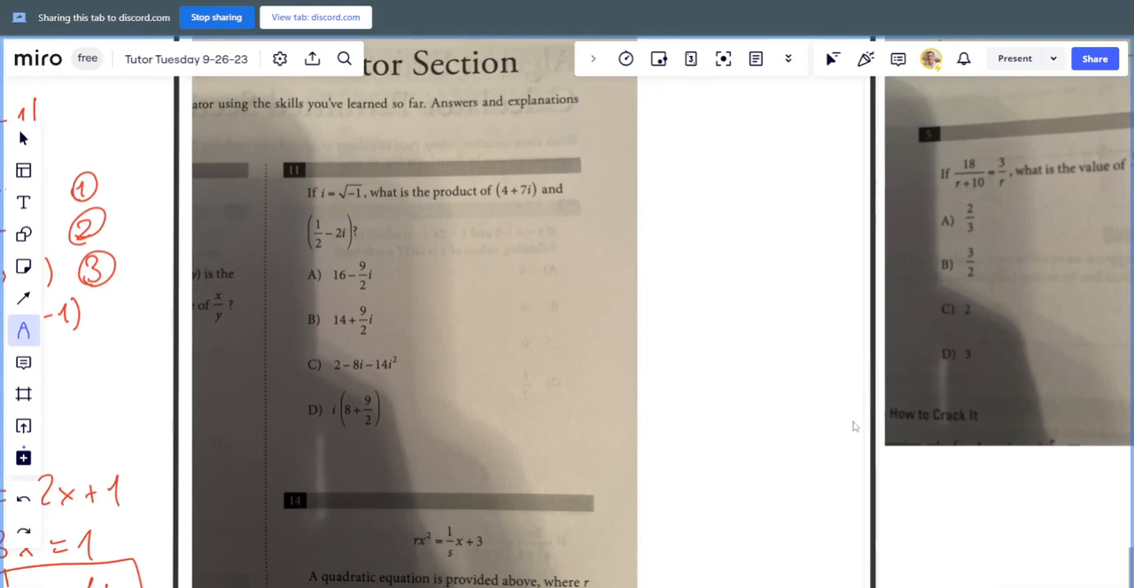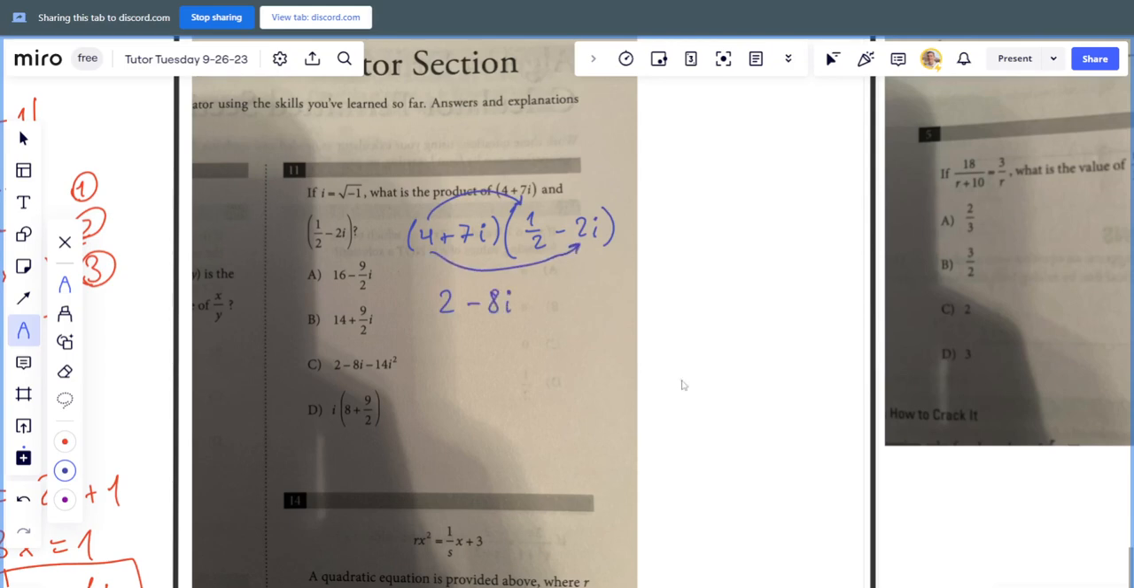If i equals square root of negative 1, what is the product of 4 plus 7i and 1/2 minus 2i? Okay. 4 plus 7i. Well, actually, this just looks like a FOIL problem, just distributive method. So let's do this. 4 times 1/2 is going to be 2. 4 times negative 2i is going to be minus 8i. 7i times 1/2 is plus 7/2 i.